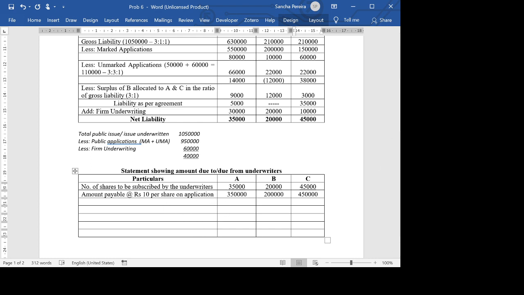Now, very important. I'm coming to a very important part. Please pay attention. We have said here that is the amount payable by each of these underwriters. A has to pay 3,50,000, B has to pay 2 lakhs, C has to pay 4,50,000. My question to you is, out of these amounts, have the underwriters already paid for something? See from where these amounts have come. This 35 is what the underwriter has to take up from underwriting.